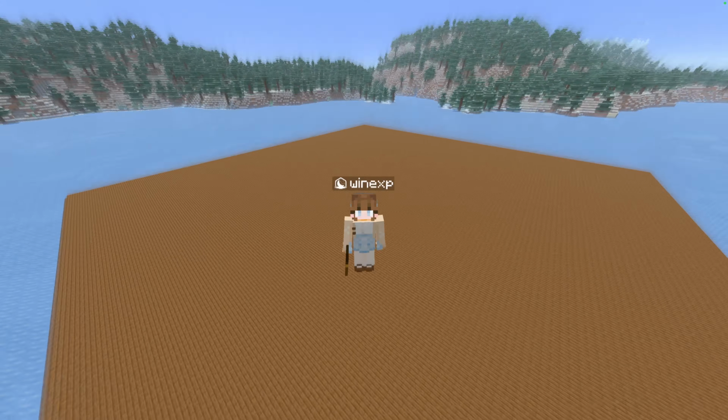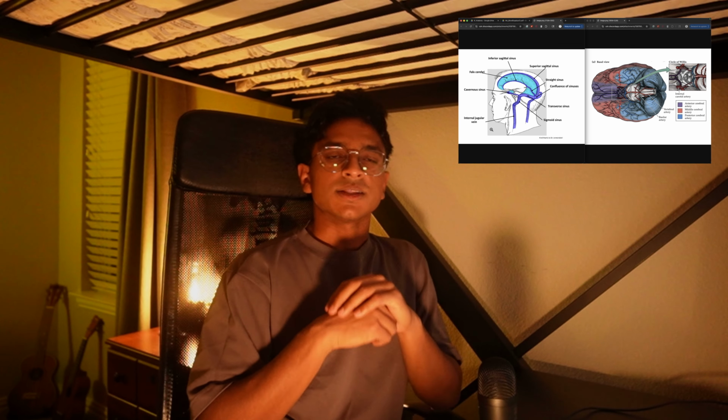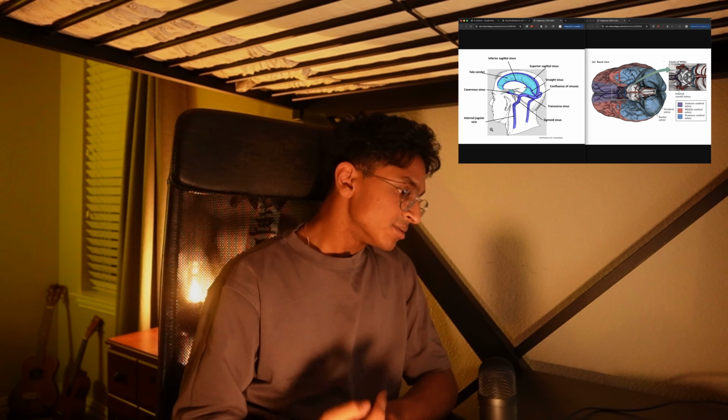But this is Minecraft, and today I wanted to make a model of these components in the brain. This is the venous sinus system and a lot of its components, and this is the basic overview of the blood supply. I was thinking that I could make this in Minecraft, and it would be really cool for students to learn and do and all that great stuff. So let's hop into Minecraft and see what we can do.